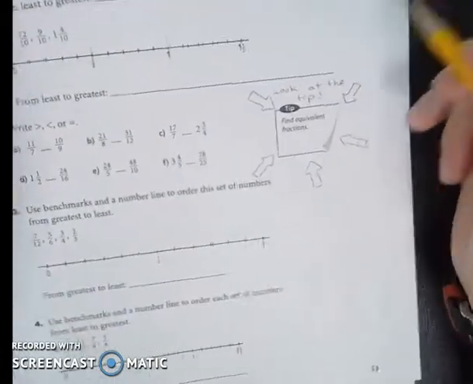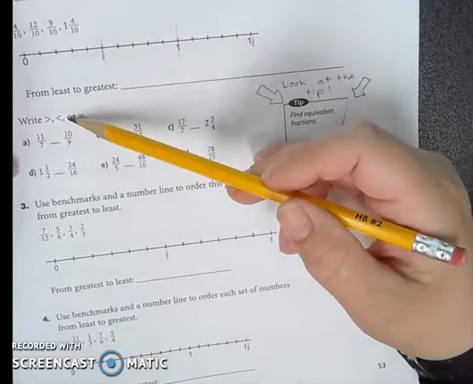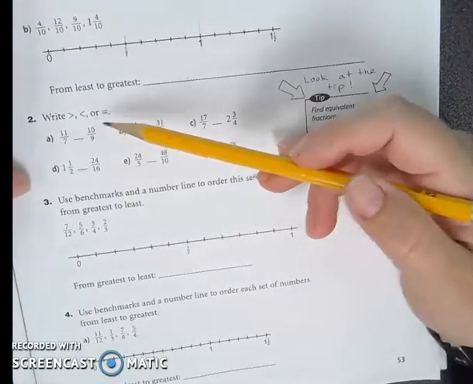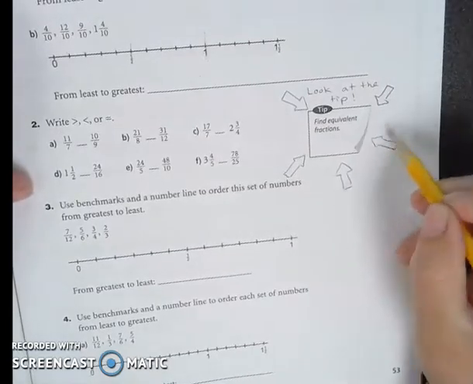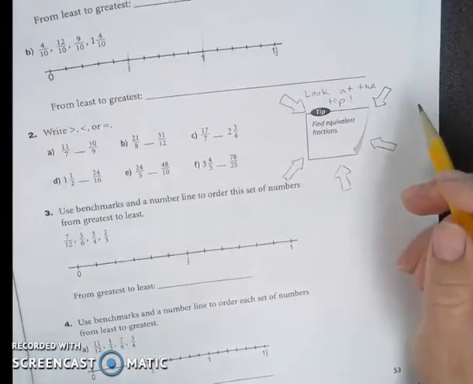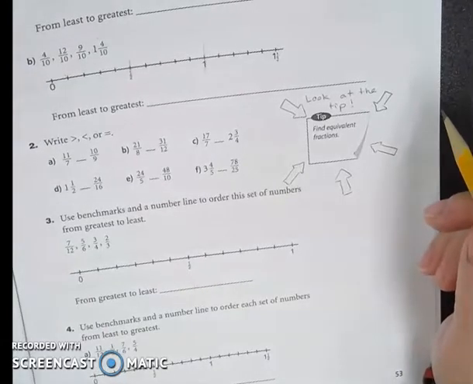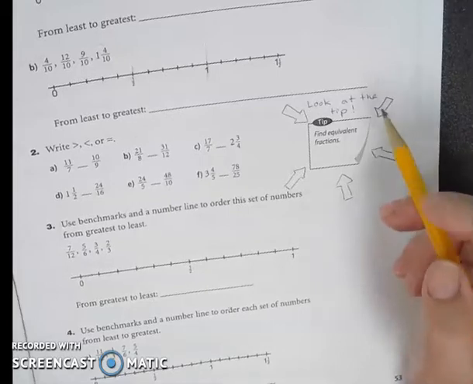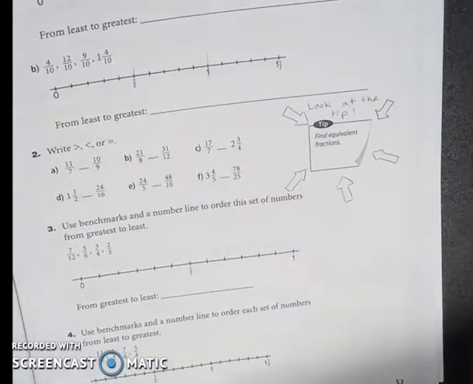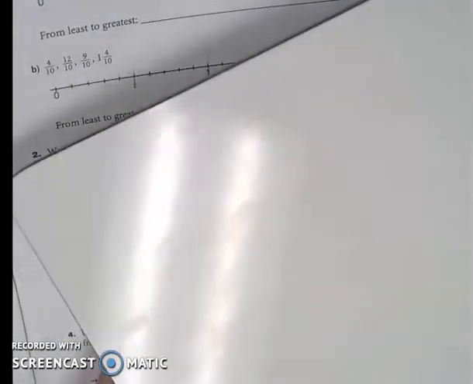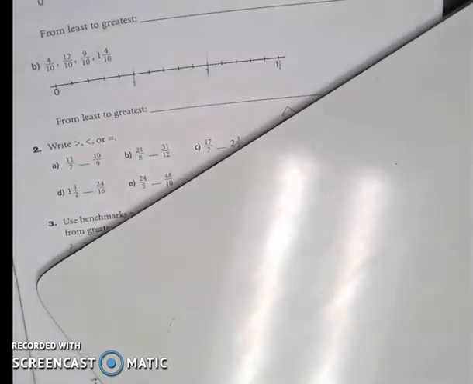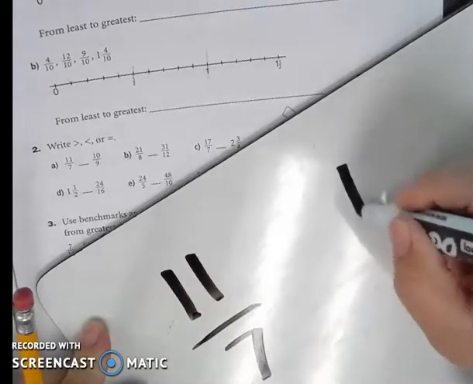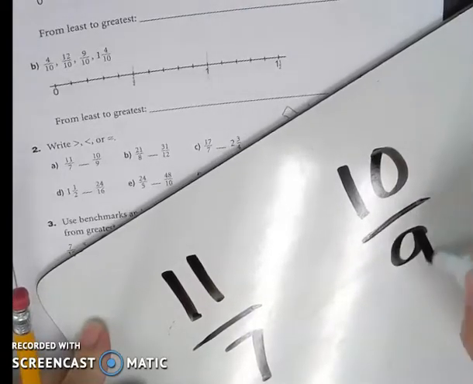All right. It's asking you to compare which one's greater or smaller or equal to. Now this, I tried to draw your attention to it. It says tip, find equivalent fractions. Equivalent fractions are fractions that are the same thing as the ones that you have listed here. Okay, so let's do that first one together. It's 11 over 7 and 10 over 9. And it's asking you which is bigger.